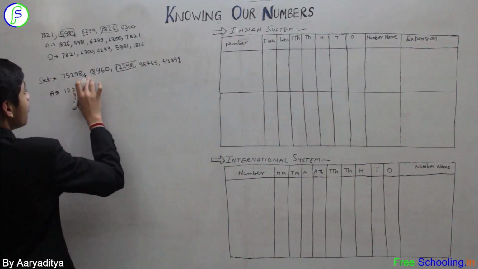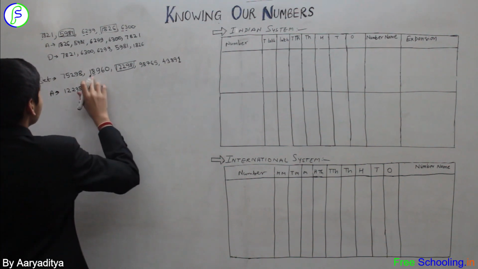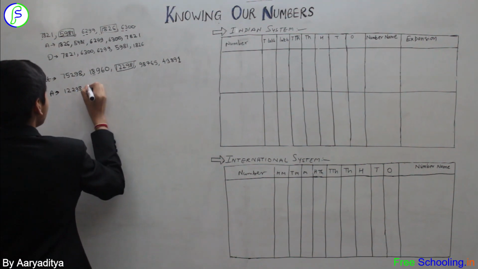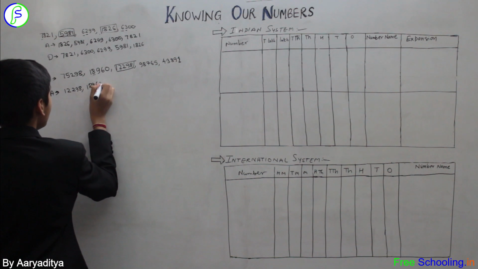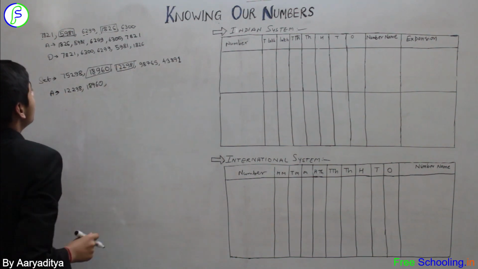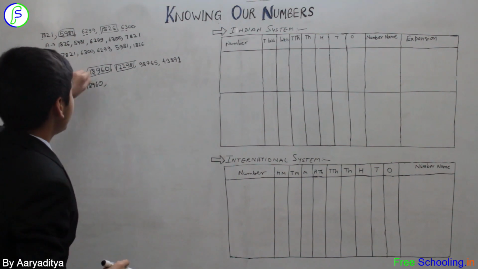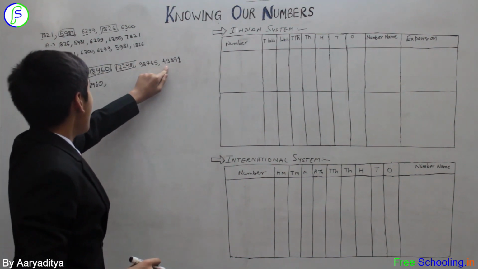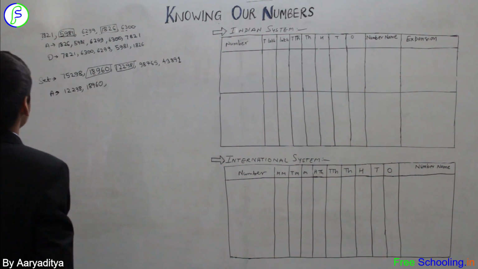Okay, so we have 7194. 1 is the smallest among all the numbers. Let us write this one, 18960. Now let us think that this one is eliminated too. Now we are left with 75298, 98765 and 43891.